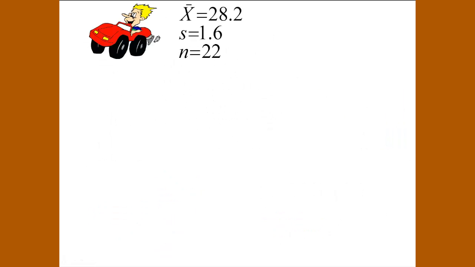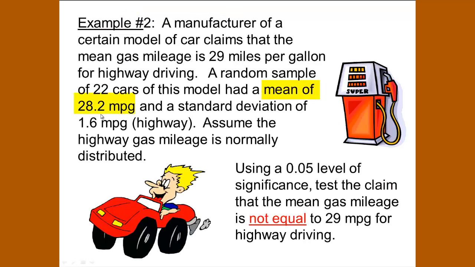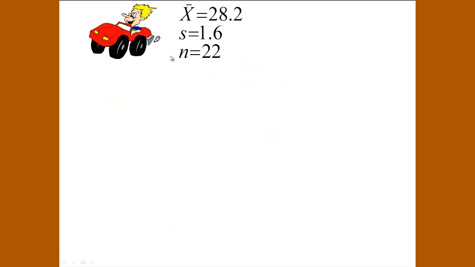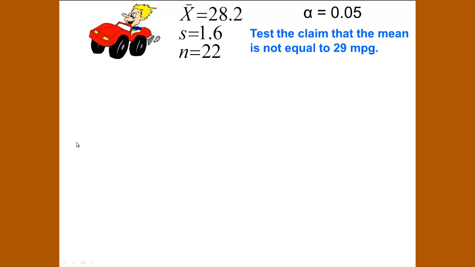So from the problem, we have the x bar, or the sample mean, of 28.2, the standard deviation of 1.6, the sample size of 22, and we rewrote that there. We had a significance level of alpha equaling 0.05, and I'll rewrite the claim that the mean is not equal to 29 miles per gallon. So I have the relevant information listed.